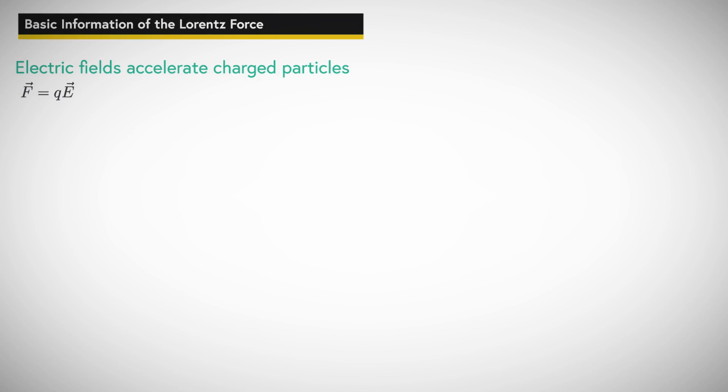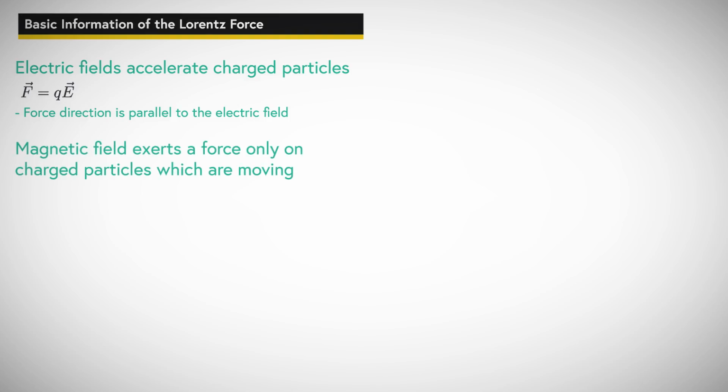A charged particle with an electric charge Q is accelerated by a force F equal to Q times the electric field E, in the direction of the electric field. On the contrary, a magnetic field exerts a force only on charged particles which are moving. The force is given by Q times the vector product of velocity v and magnetic field B, over c, for a charged particle with charge Q moving through a magnetic field with velocity v.